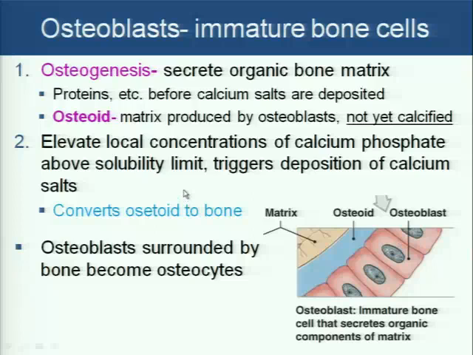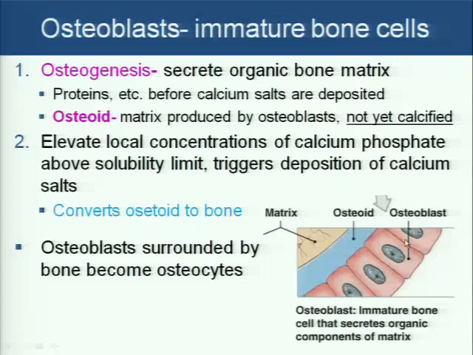What these cells will begin to do is elevate even more calcium phosphate, more and more, until it goes past the solubility limit, so it's no longer soluble in solution. It's now going to crystallize, and that's when you start having this deposition of these calcium salts. That's the solidifying. It's going to build the osteoid first and then convert it into bone. So that's how it's going to build.